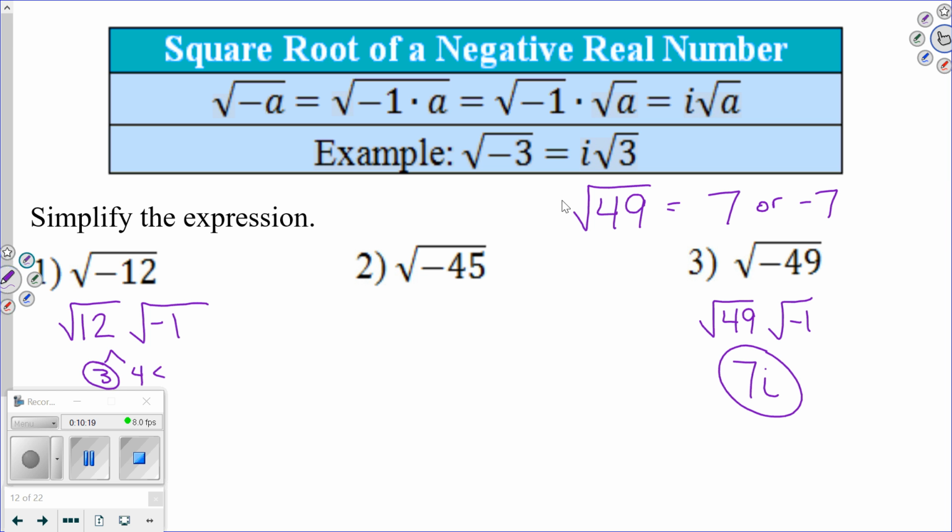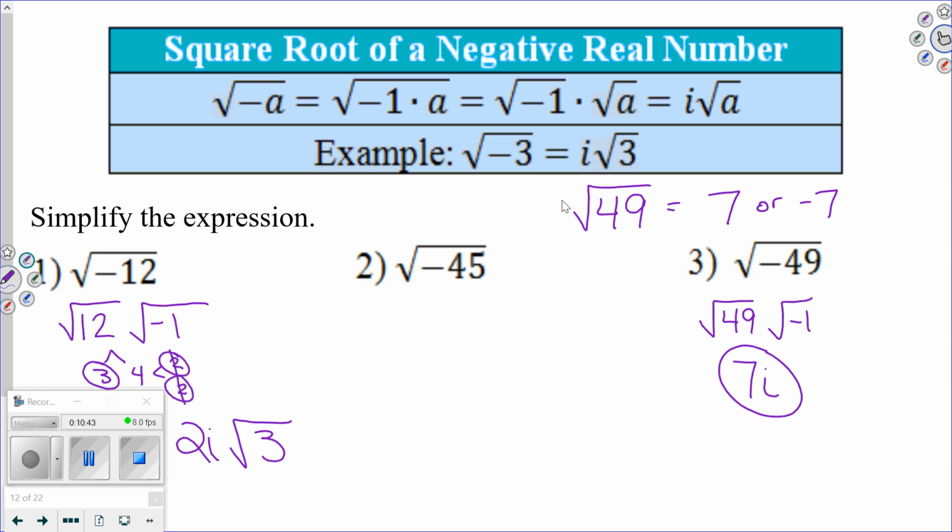So 3 and 4, and then 2 and 2. Okay, so for this one, I have a pair of 2's, so the 2 comes out. Left over 3, it's going to go underneath my radical. And the square root of -1 is i.